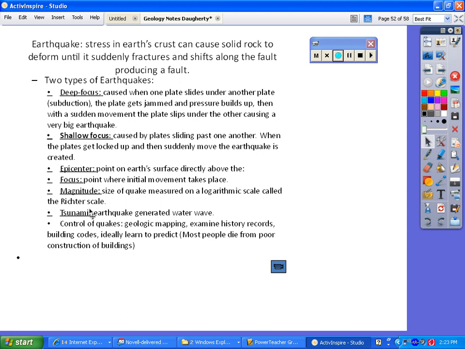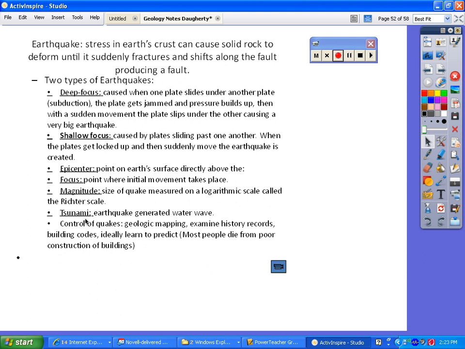And then just a couple more terms on the slide that I want you guys to be familiar with in terms of earthquakes. The place on Earth's surface, which is directly above where the earthquake has occurred deep below, we call the surface point the epicenter. And then the point below, where that initial movement takes place, is the focus. So that's where the plates actually got stuck and eventually freed themselves. Earthquakes are measured using the Richter scale, which is a logarithmic scale, and that measures the magnitude of an earthquake.